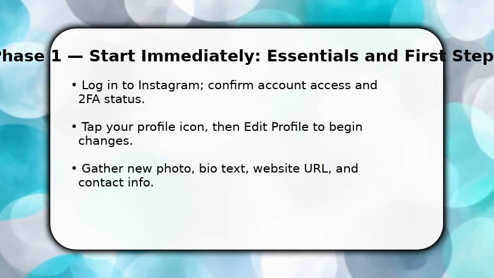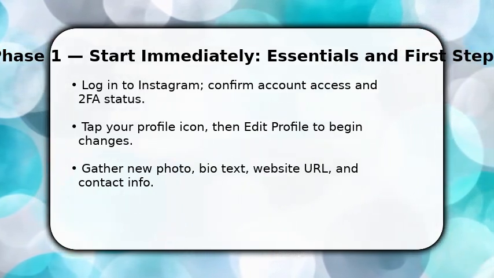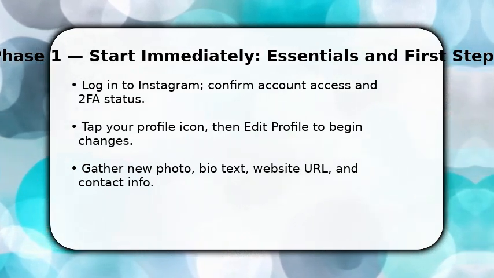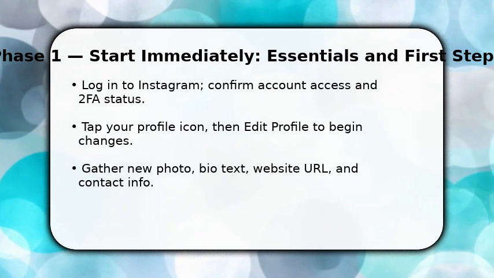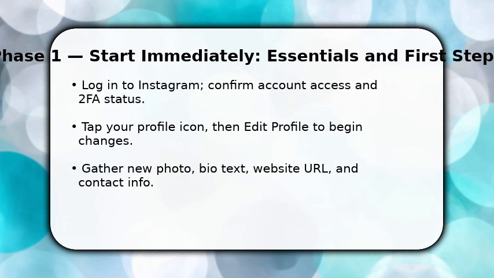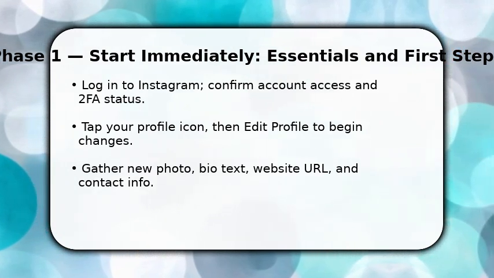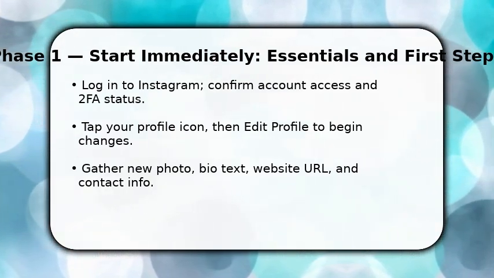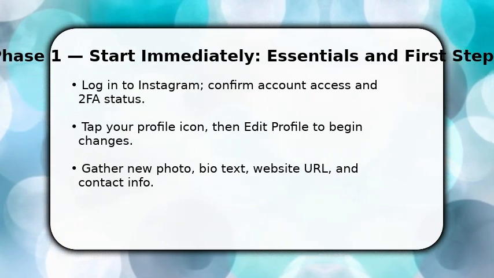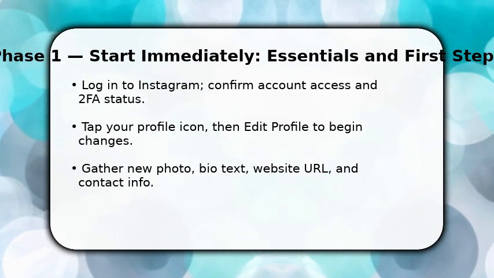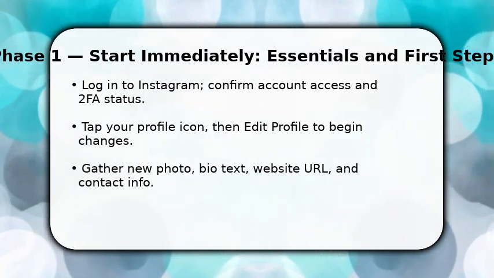You start by ensuring access and essentials are ready. Log into Instagram and confirm two-factor authentication if enabled. Once done, tap your profile icon at the bottom right to open your page. Make sure you see the Edit Profile button and press it to enter editing mode. You need a new profile photo, concise bio text, and any updated website or contact details. This step sets the stage, because clear preparation prevents last-minute mistakes and speeds up the rest of the update process.